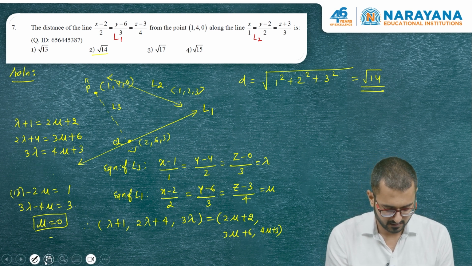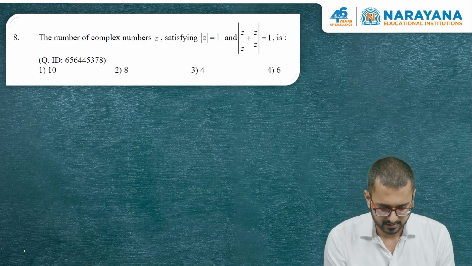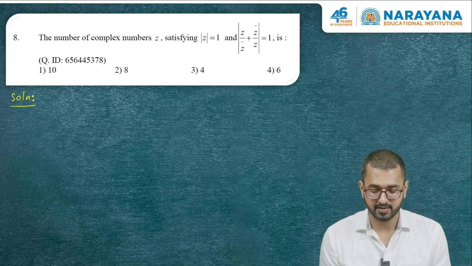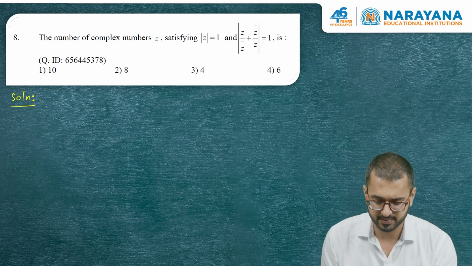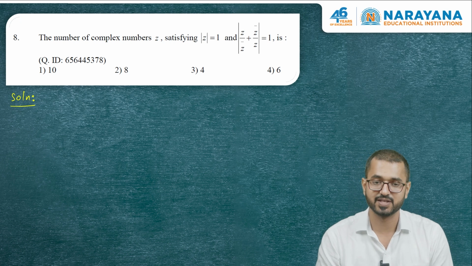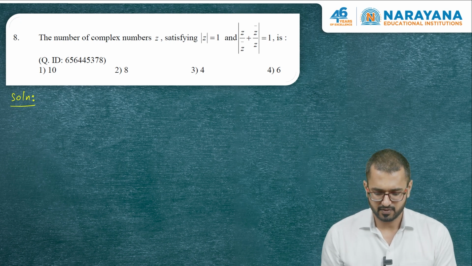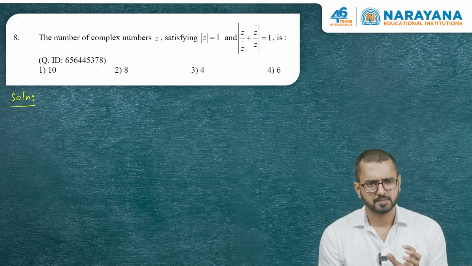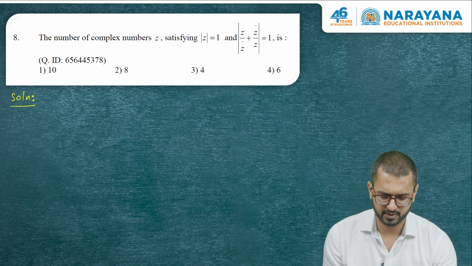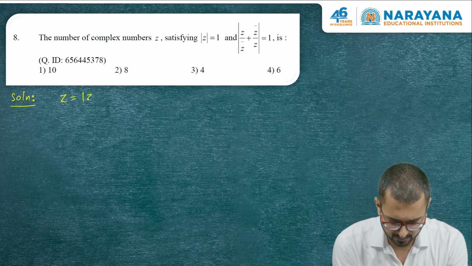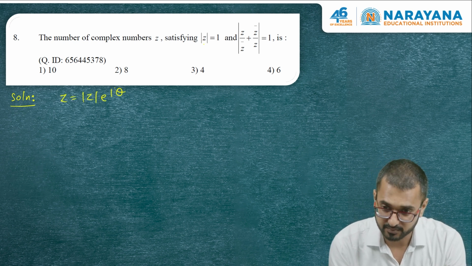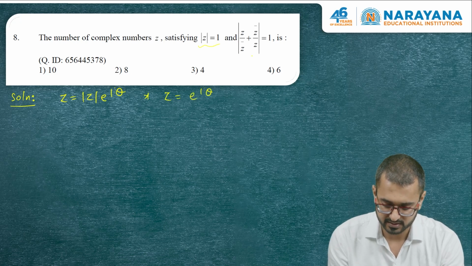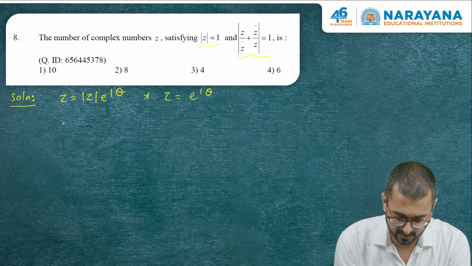Moving to the next question, number 8. So here we are given that the number of complex numbers satisfying modulus of z is equal to 1 and modulus of z over z bar plus z bar over z equal to 1 is what? Now look at this question. So of course, for solving such questions, like they ask number of complex numbers, it is better to go with the polar form, because we can deal with a lot of things. So z is equal to mod of z into e power i theta. So this mod of z is given to be 1, so that means I have simply z is equal to e power i theta.